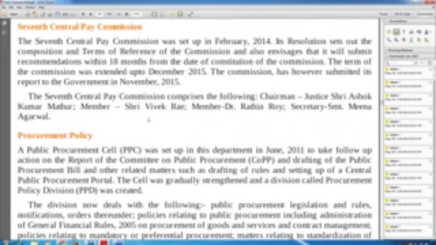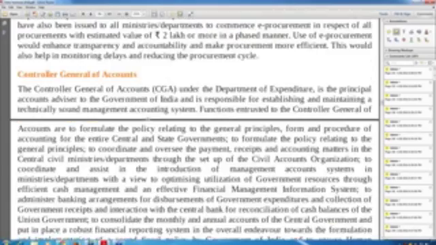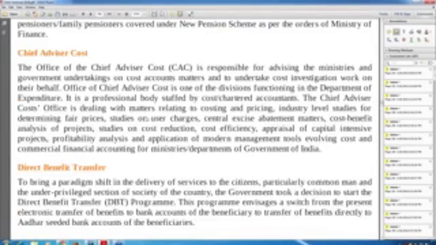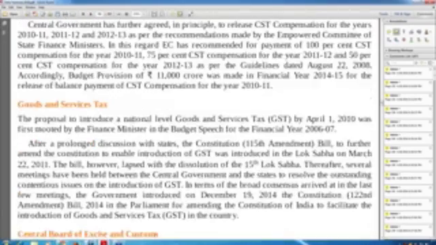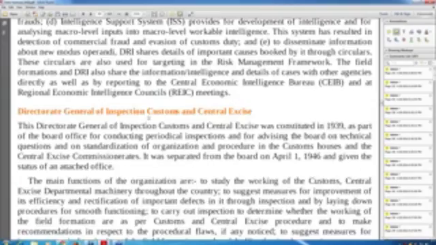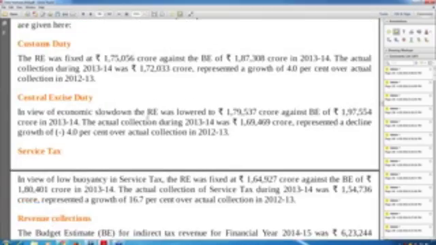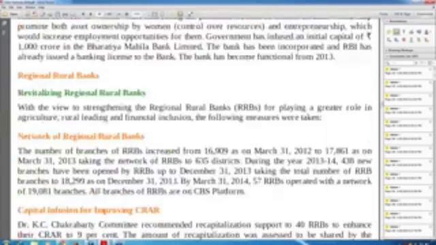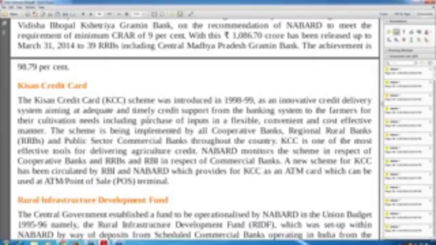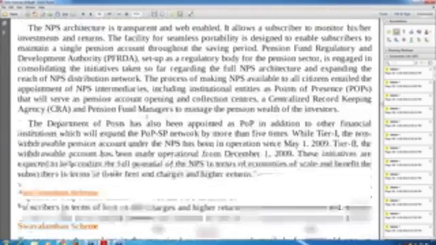Then please open page number 400. You have new social security schemes. Now this is important from the exam point of view. I told you the details, numbers are not required. So can you see the new social security schemes?